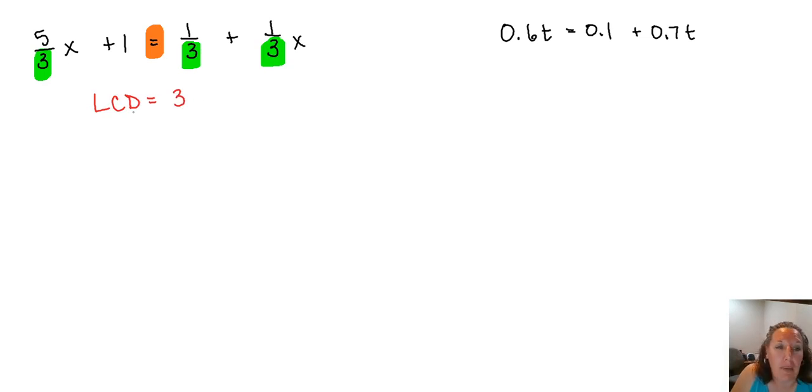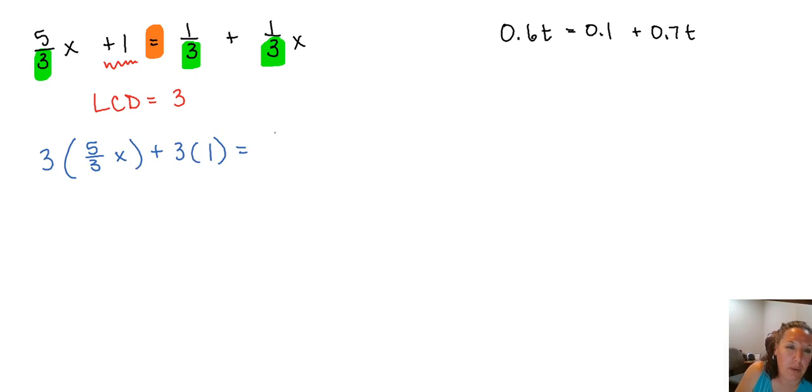If we multiply by that LCD of 3, then we can get rid of those fractions. The hardest part about this is remembering to multiply everything, not just the fractions. So we cannot forget to multiply that plus 1 by our LCD of 3. If we multiply everything by 3, each term, everything separated by plus, minus, or equals is considered a term, we're going to multiply each term by 3.